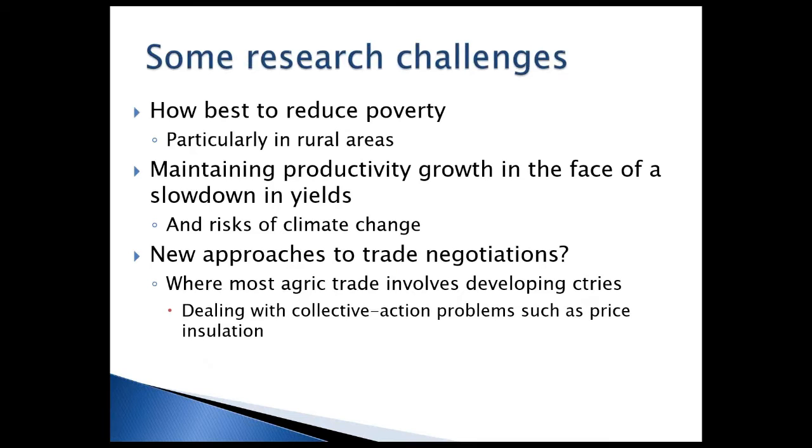And then I think in all of this, we need to think about new approaches to trade negotiations. The traditional approach, formed in an era when agricultural trade was dominated by developed countries, really needs to be revisited. Now only 20% of world trade is between the industrial countries who have been the focus of most approaches to trade negotiations. And it's especially important to keep in mind that the idea is to deal with the collective action problems, such as price volatility, that result from each individual country trying to insulate itself from shocks to world markets.